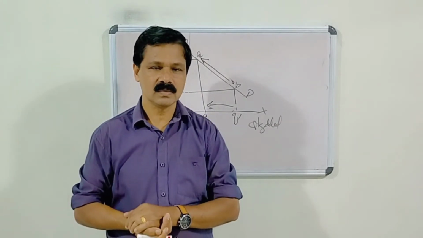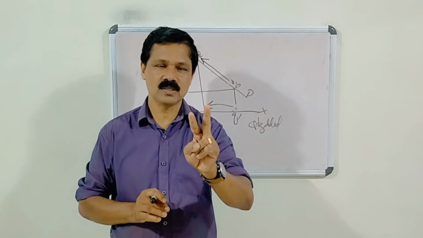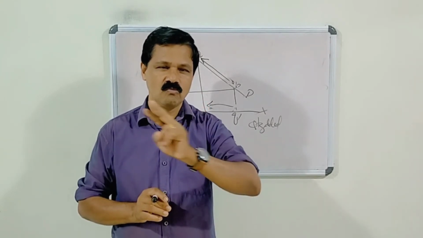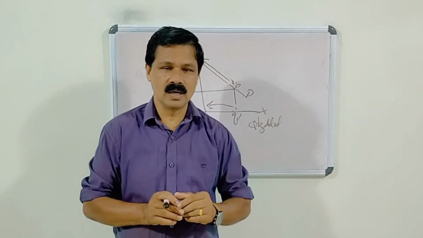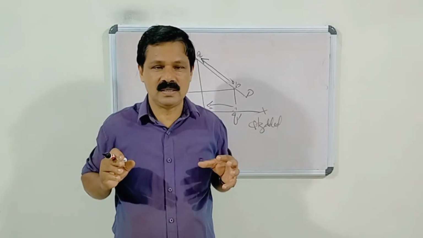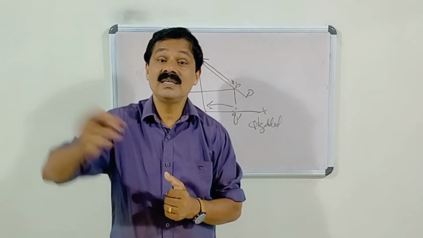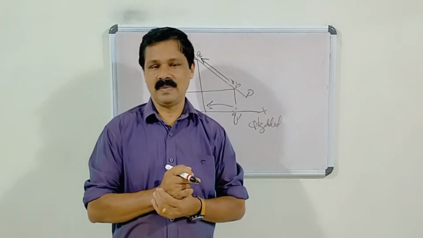Very simple. Once again, changes in demand may be of two types: movement along the demand curve, that is expansion of demand and contraction of demand, and shifts of demand. It implies increase in demand and decrease in demand.